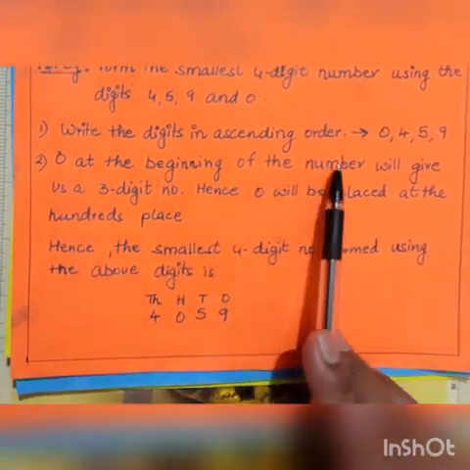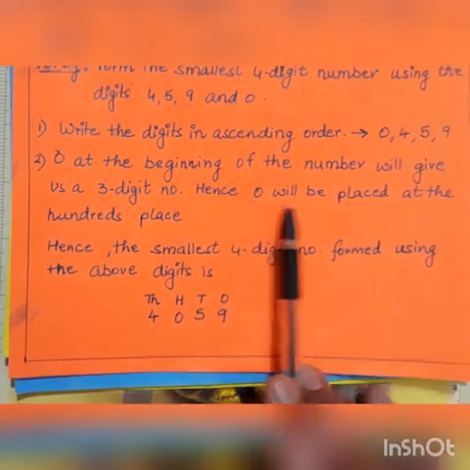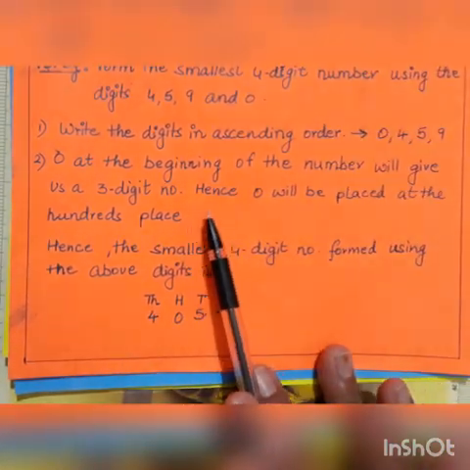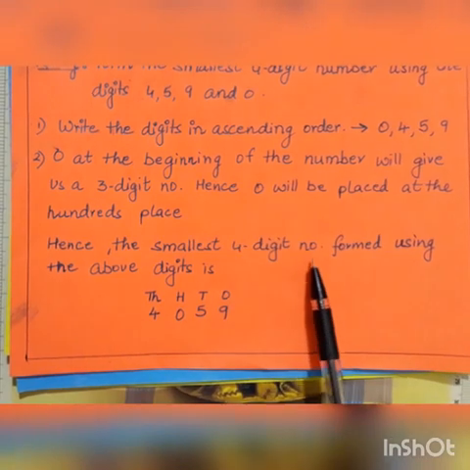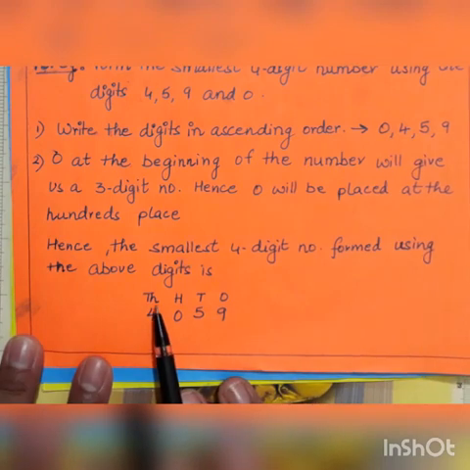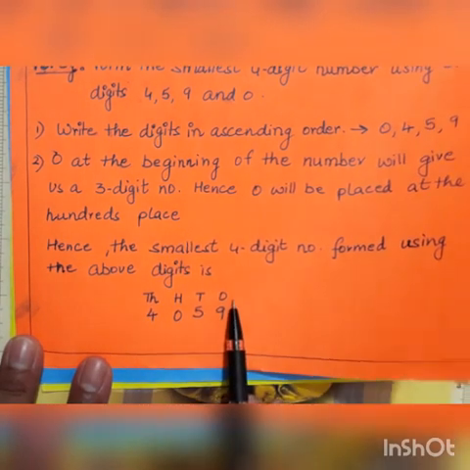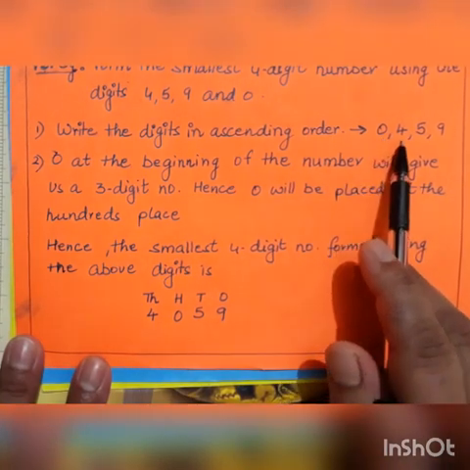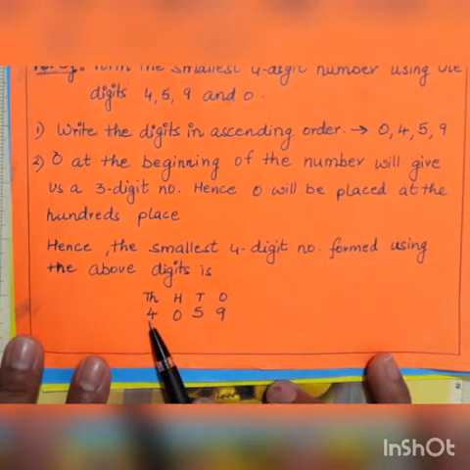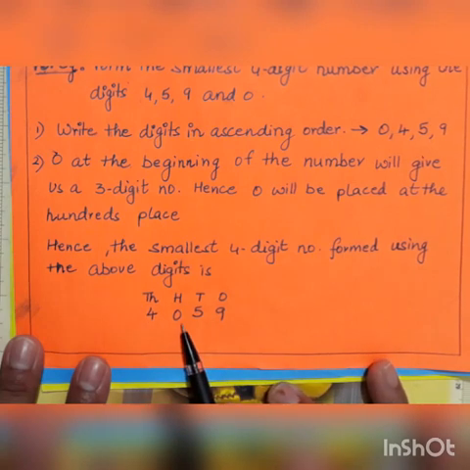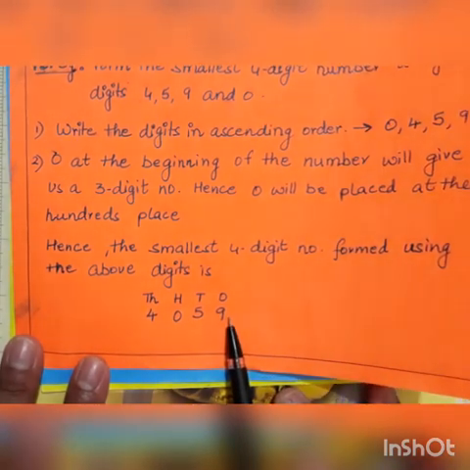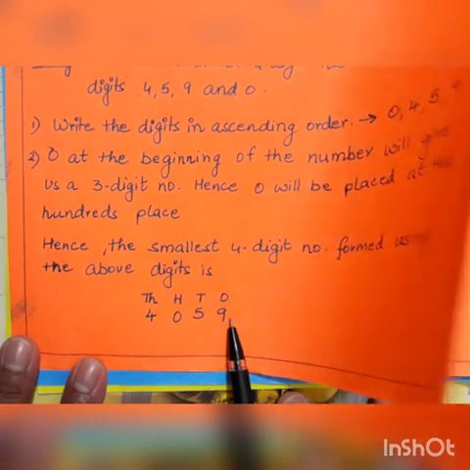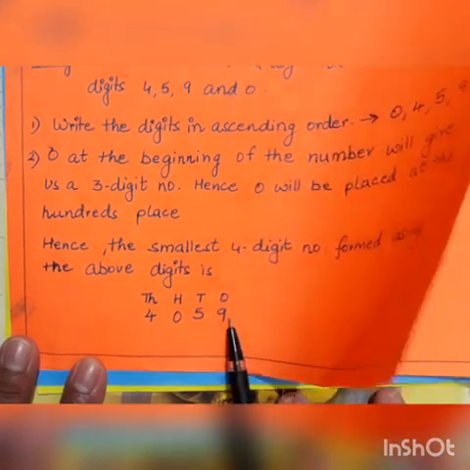Now 0 at the beginning of the number will give us a 3-digit number, hence 0 will be placed at the hundreds place. So we will replace 0's place by 4. Hence the smallest 4-digit number formed using the above digits is, first we will write the places, that is thousands, hundreds, tens and ones. Now the number greater than 0 is 4, so we will place 4 at the thousands place. Then we will put 0 at the hundreds place, that is the second place. After 0 you will put 5 and then the greatest number 9. So the smallest 4-digit number formed using the given digits is 4059.